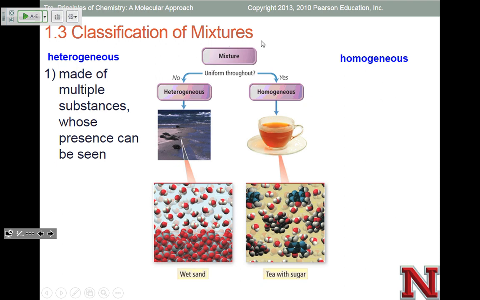If we look at something like a salad dressing, not a creamy Italian, but usually a normal Italian, which is a mixture of water and oil, you can see the difference between the water and the oil because they form two layers because they don't interact with each other. So that would be a heterogeneous mixture.